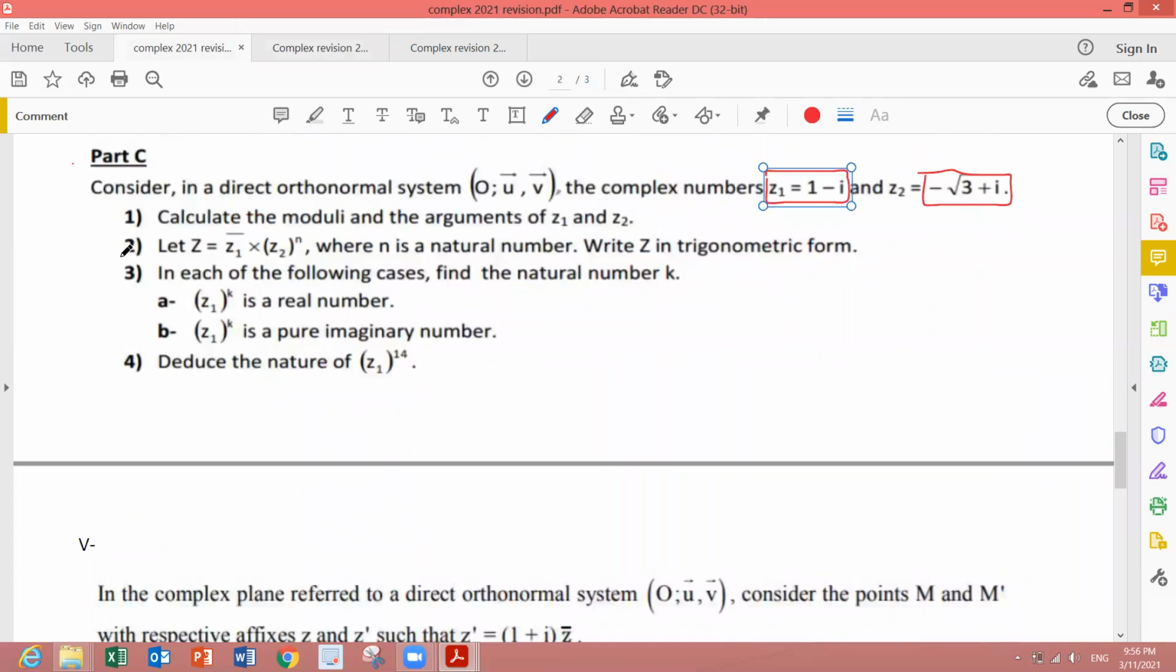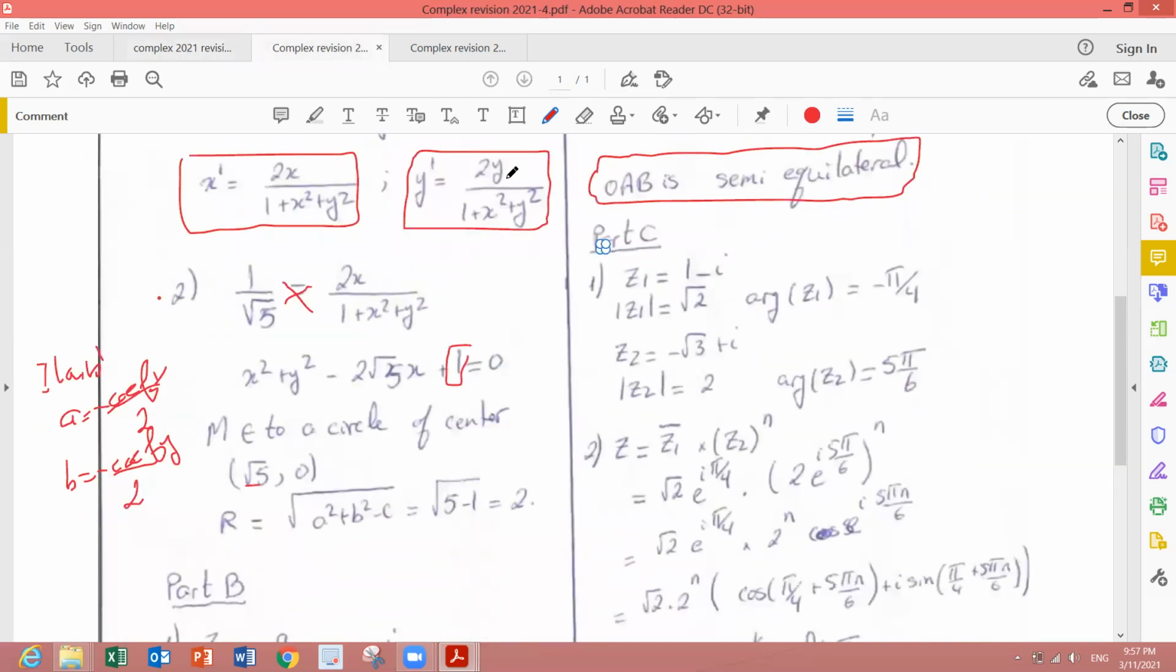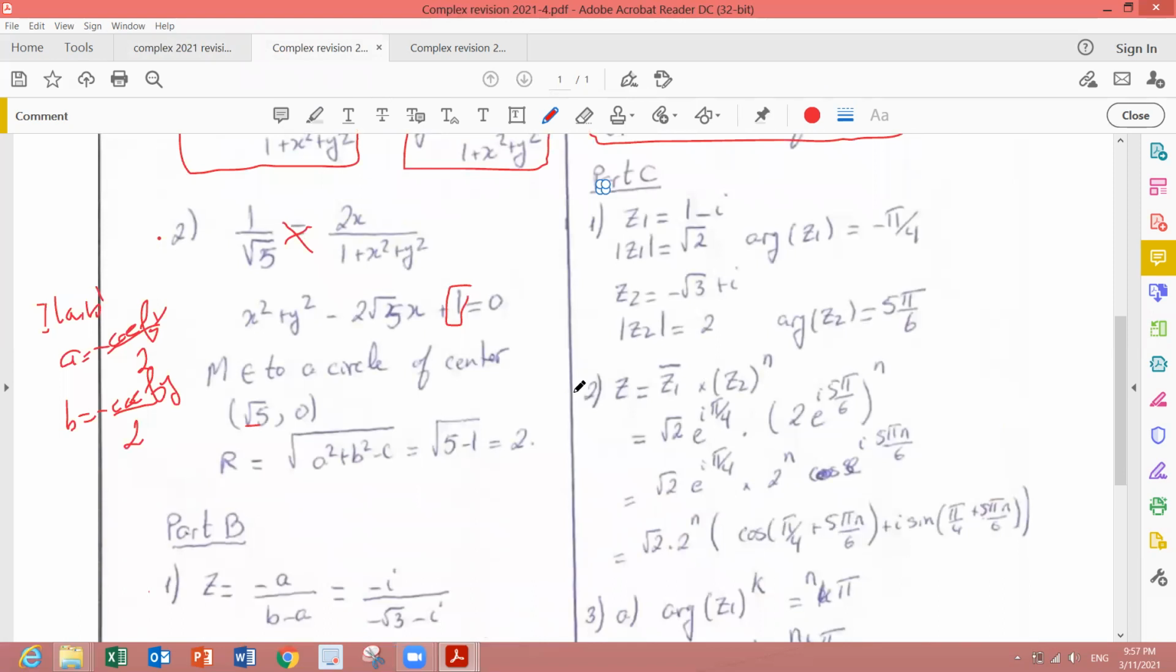Part 2. Let Z equal Z1 bar times Z2 to the power n, where n is a natural number. Write Z in the trigonometric form. It is easier since we have a power.